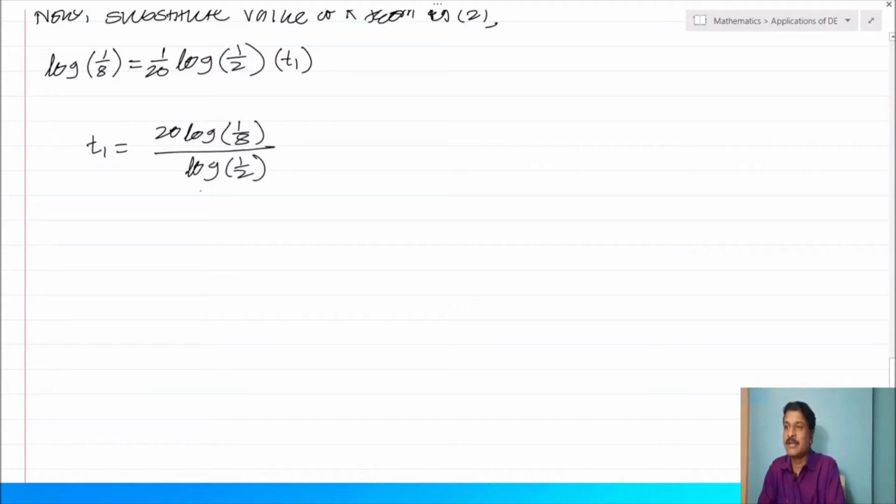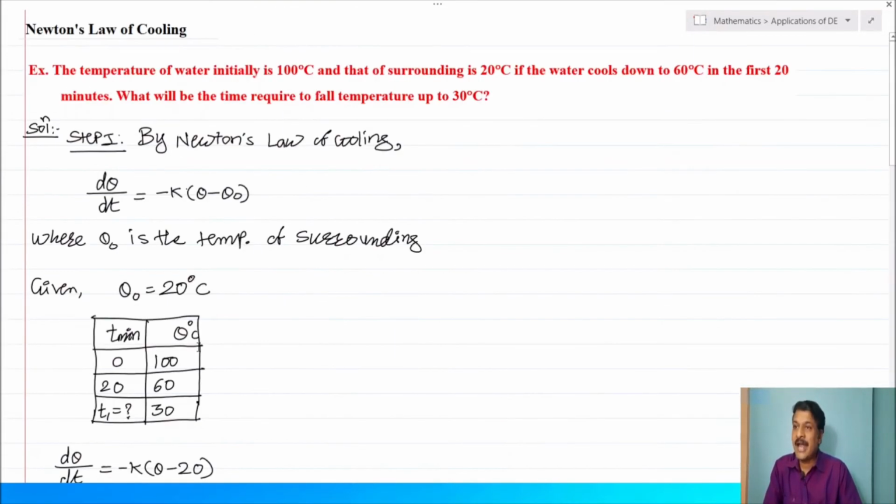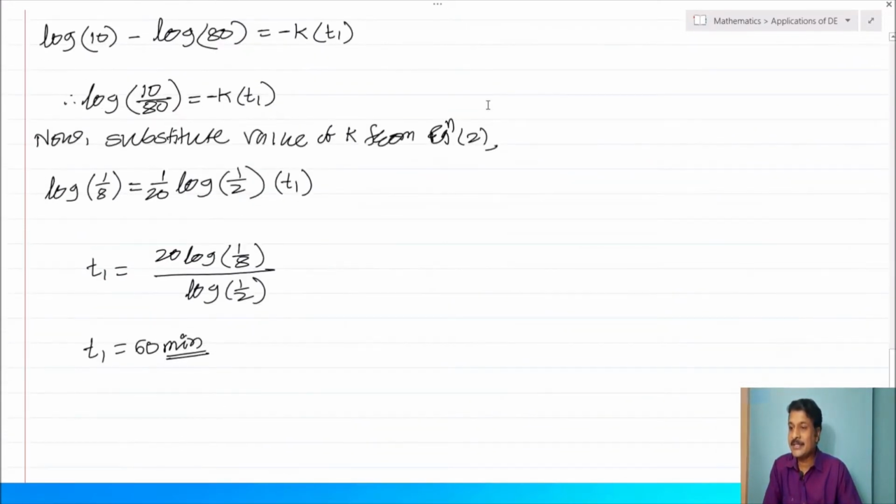By calculator you can find this value. Note that here we use natural log. So I am getting t1 equal to 60. So 60 minutes means 1 hour. It means that the time required for the temperature to fall to 30 degrees Celsius is 60 minutes, that is 1 hour, which is your required solution.